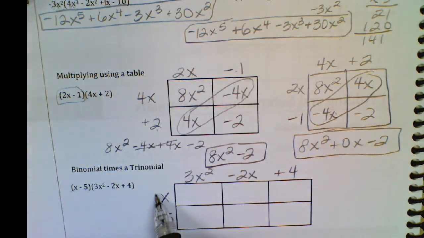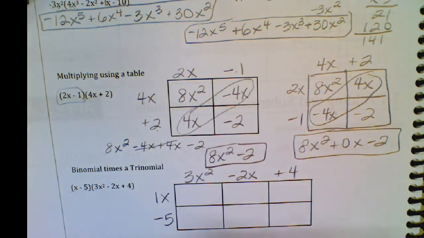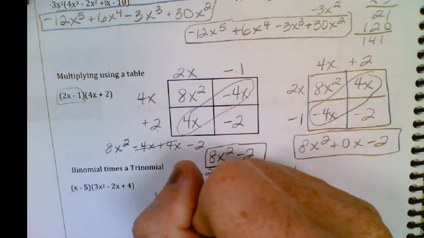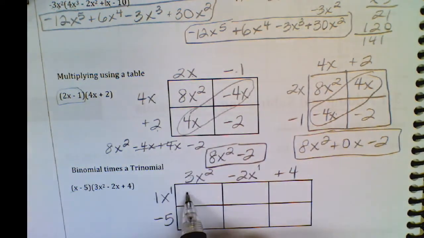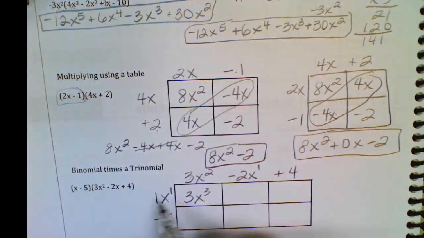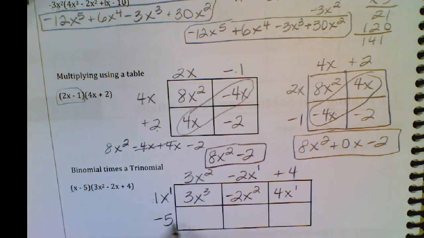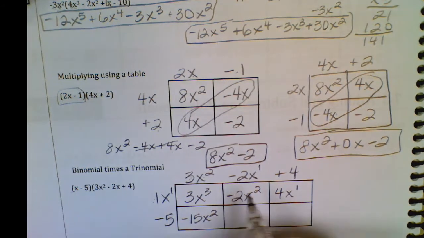Coefficients first. If there's no number in front of the x, we know it's 1. For now, until you get comfortable, I want you to write those 1s in there. They don't hurt you to have them there, and they definitely help. So 3 times 1 is 3. X squared times x, just count up your x's, and you've got 3 of them. Negative 2 times 1 is negative 2. X to the first times x to the first is x squared. 4 times 1 is 4, and I've just got x to the first. Now repeat that for the second. So you've got negative 15 x squared. Negative 5 times negative 2 is positive 10, x to the first, and negative 5 times 4 is negative 20.